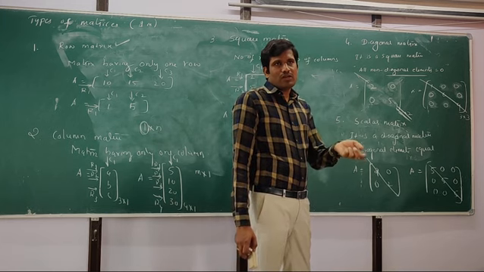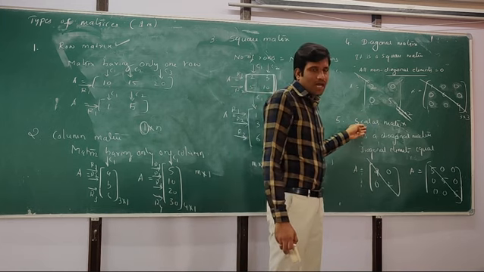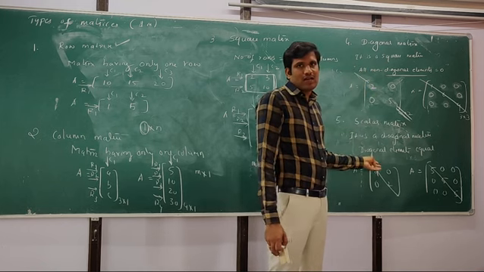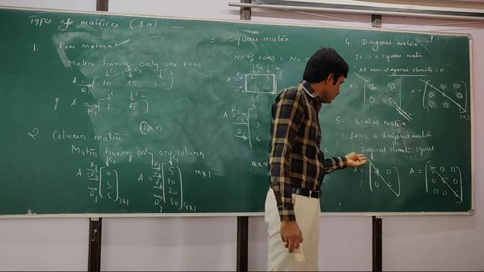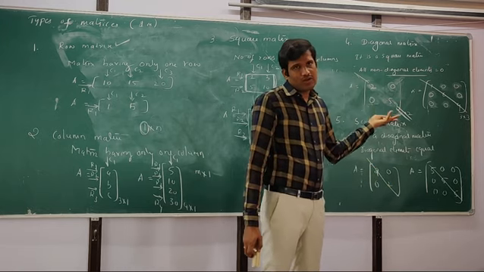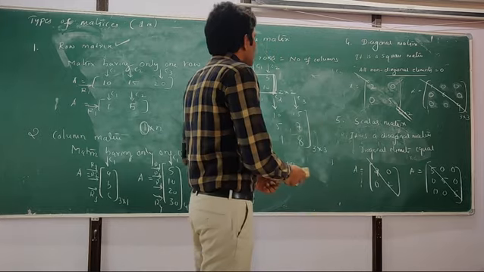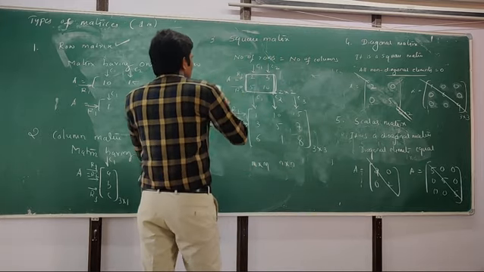Now here I can make one statement. All scalar matrices are diagonal matrices, but all diagonal matrices are not scalar matrices. Because all scalar matrices are diagonal matrices, but all diagonal matrices are not scalar matrices, right? So now this is about the diagonal matrix and scalar matrix.